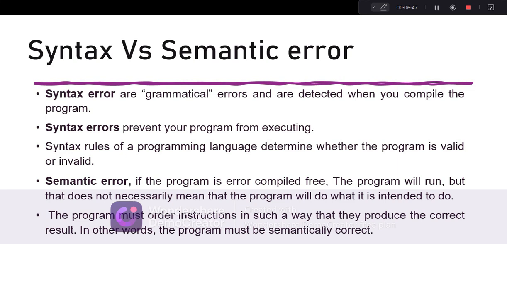Okay, we have syntax or semantic errors. When we write code, we will face these errors, semantic and syntax. What is the difference between them? A syntax error is a grammatical error, an error in the rules of the language. For example, Java or C Sharp says that at the end of any statement you must write a semicolon. If you forget the semicolon, it's a syntax error.